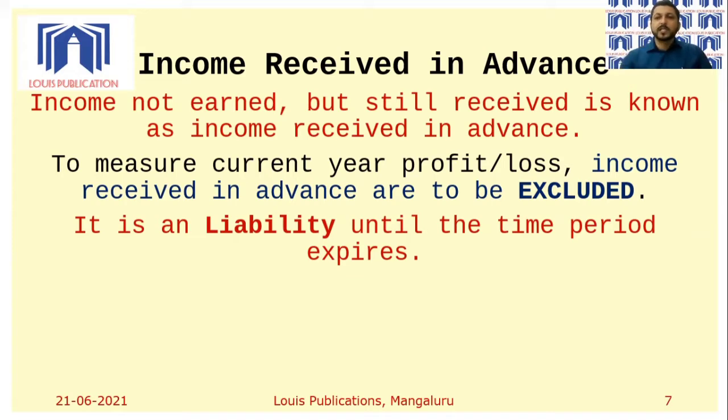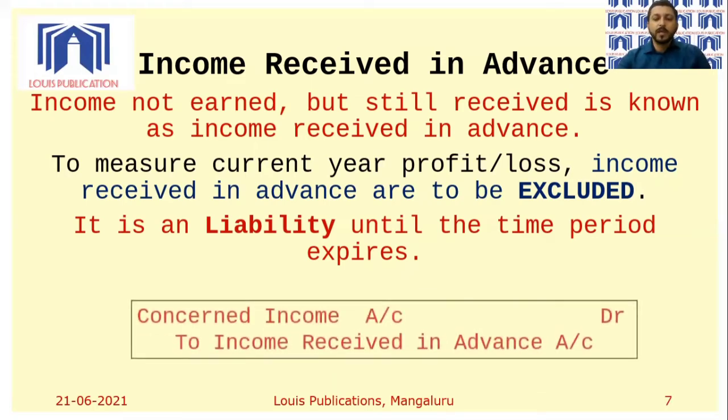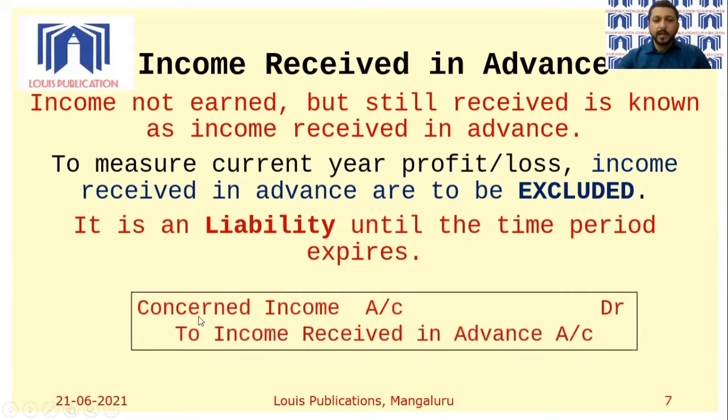Once the period expires, that liability will be converted into income next year. But since we are talking about the current year, income received in advance will be treated as a liability. Now, what is the adjusting entry? Simple. Income received in advance is a liability, and a liability shows a credit balance. So income received in advance account will be credited and the concerned income will be debited. This is the adjusting entry for income received in advance.